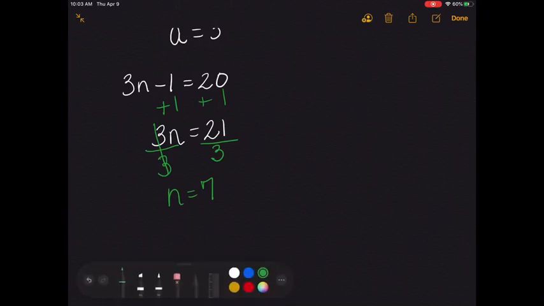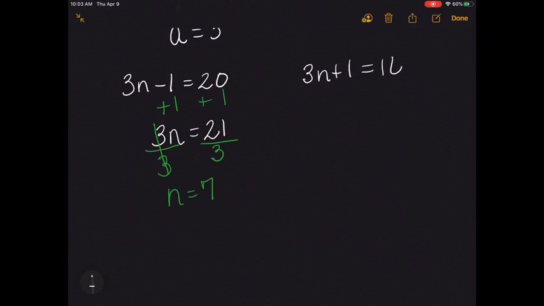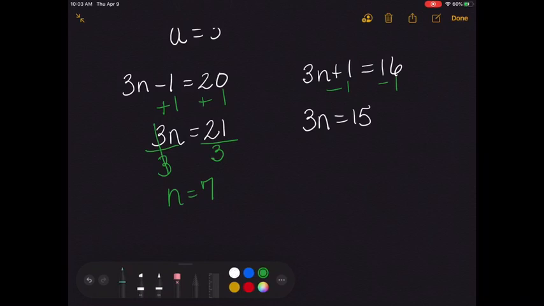The next one is a similar problem. 3 times n plus 1 equals 16. Okay, we're going to do the opposite of adding, which is subtracting. Minus 1, minus 1. So 3 times n equals 15.